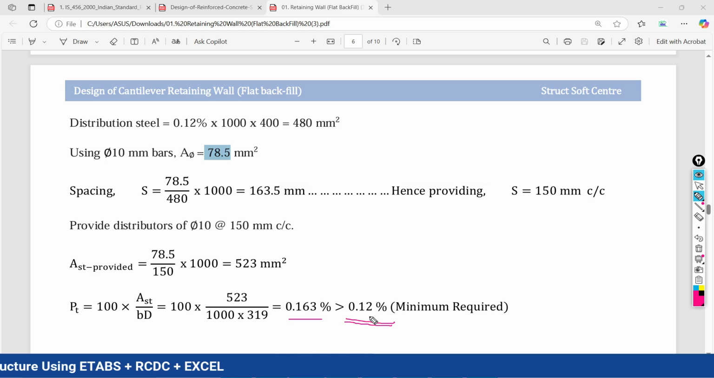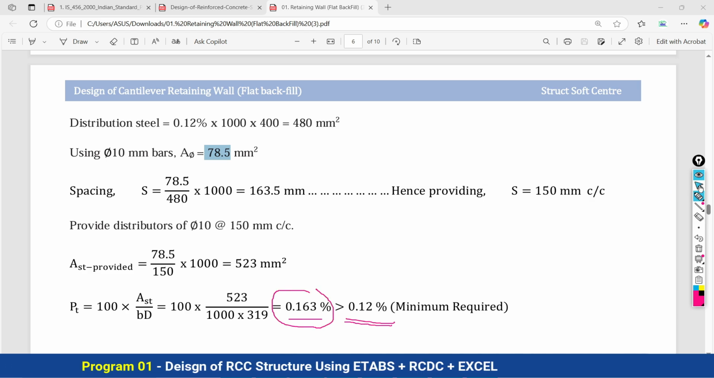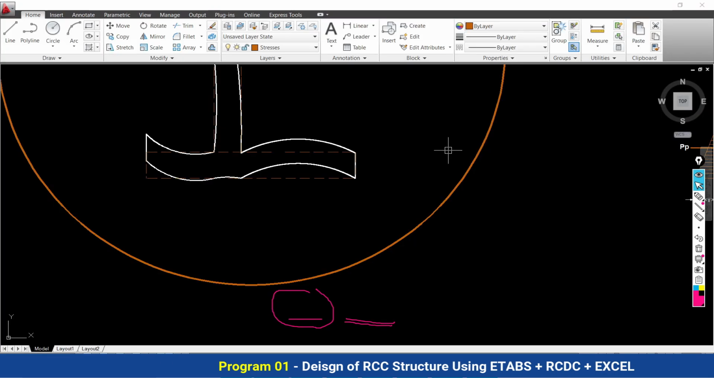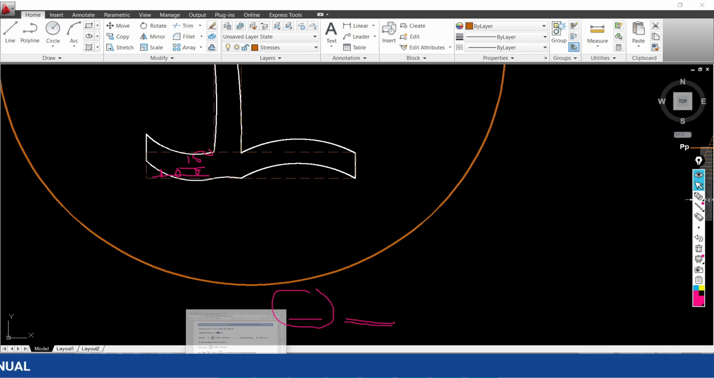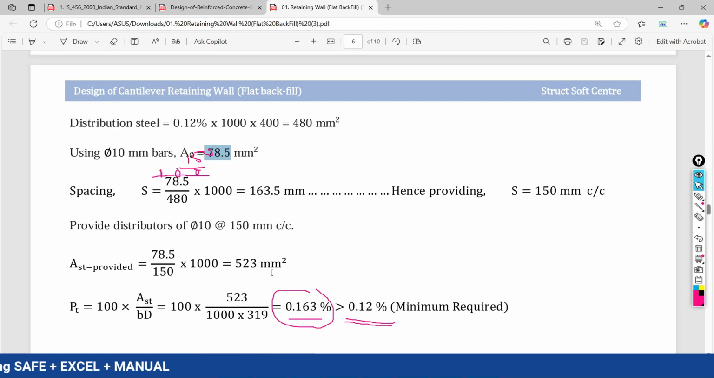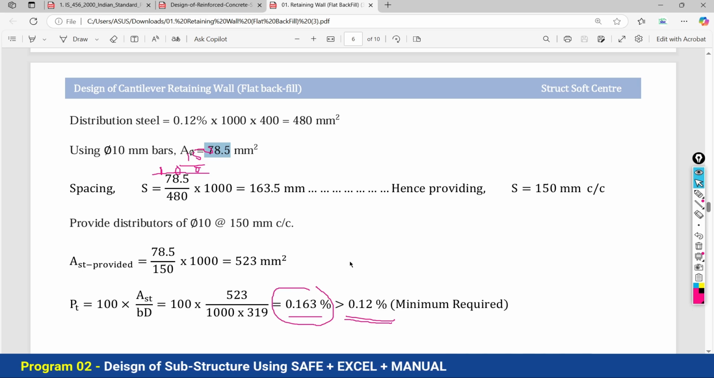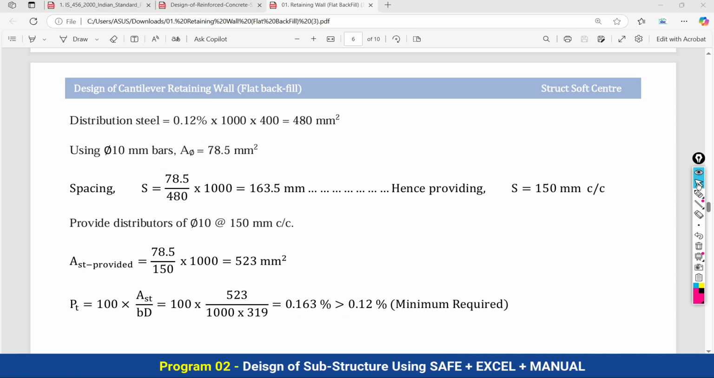percentage of reinforcement. So now here it is also safe. So we have provided the main reinforcement along this direction, main reinforcement, and distribution reinforcement as 10 mm dia at a spacing of 150 mm center to center. So in this way we have completed the design of your toe slab. Hope that you all understood how to do the design of toe slab.